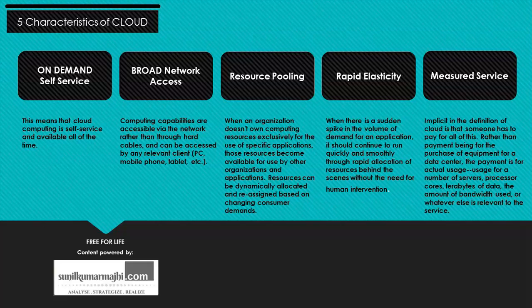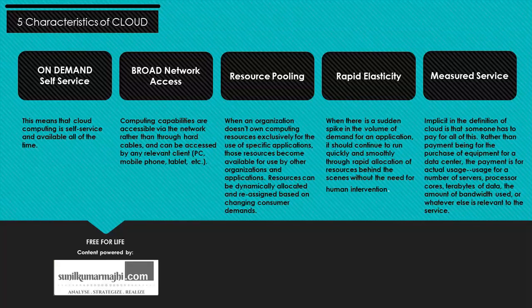Now the fourth is rapid elasticity. When there's a sudden spike in the volume of demand for an application, it should continue to run quickly and smoothly through rapid allocation of resources behind the scenes, without the need for human intervention. Like the example I stated earlier, if some resources are available, they would be reassigned to the website which is in demand of those resources. A physical human cannot do this dynamic allocation of resources, so it needs a highly optimized algorithm. Those kinds of algorithms are provided in your cloud environment.